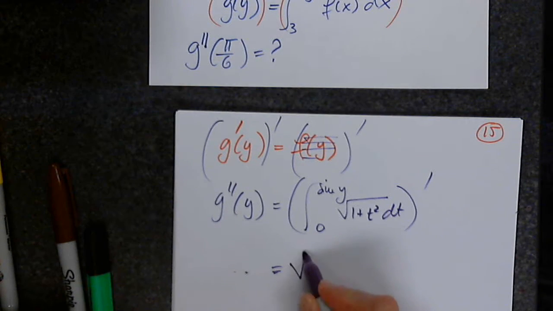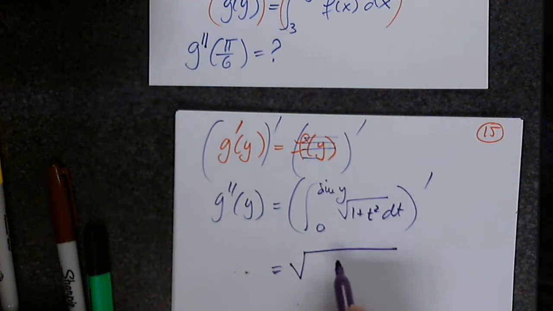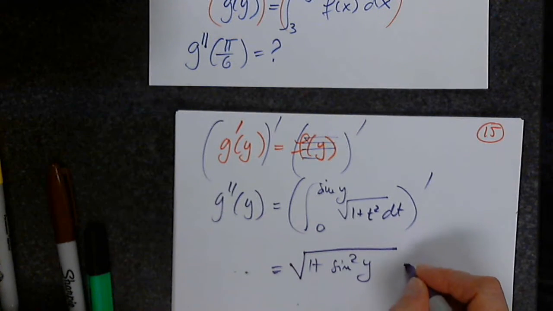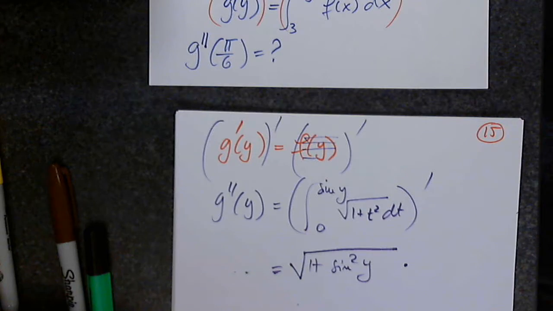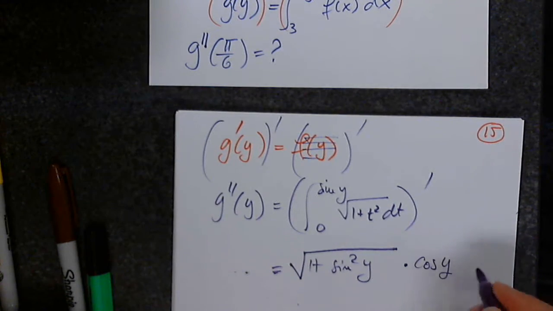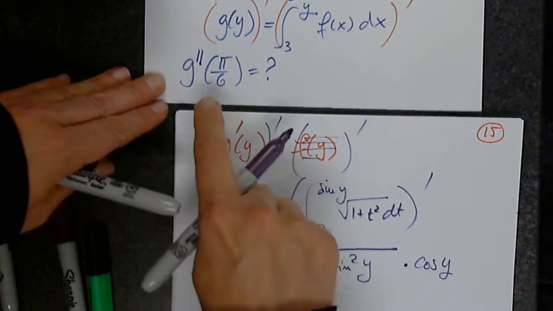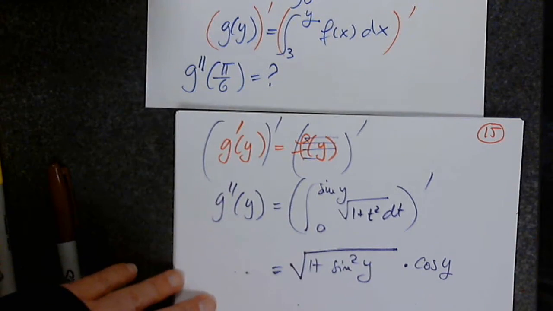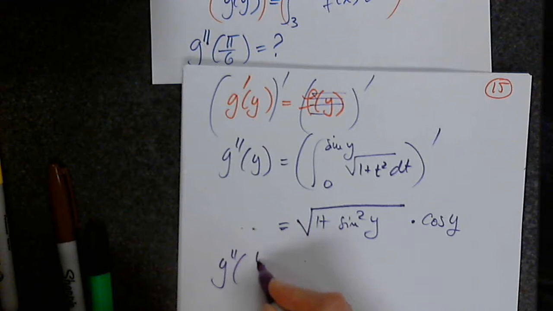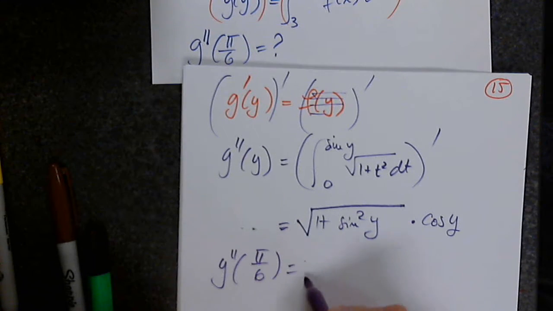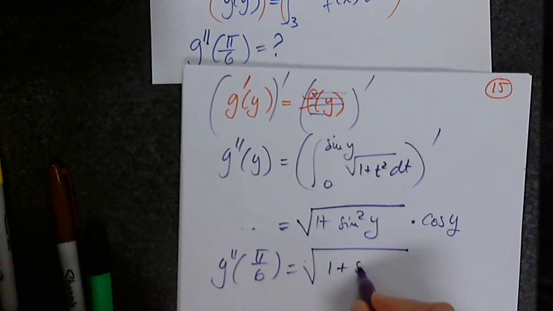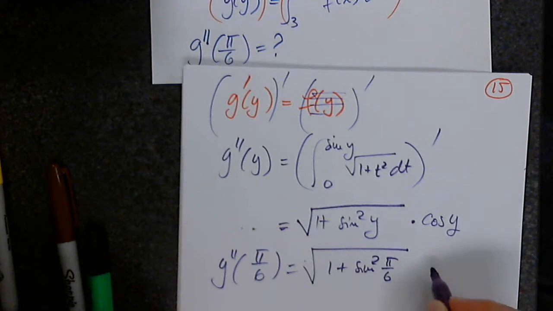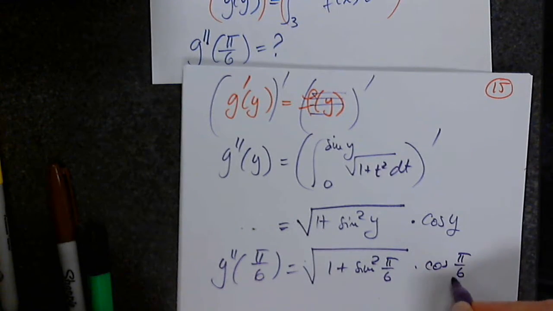The square root of 1 plus sine squared y multiplied by cosine y. Now I'm ready to find g double prime of pi over 6 because I have the expression. So then g double prime of pi over 6 is the square root of 1 plus sine squared of pi over 6 times cosine pi over 6.